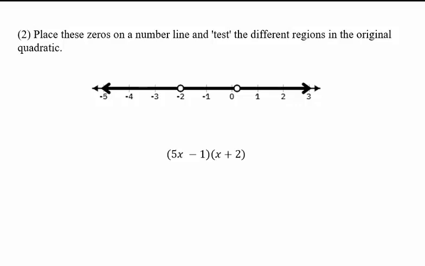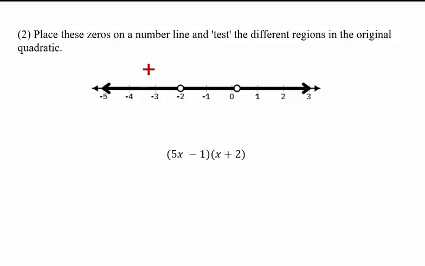We're going to just test out a different number in each region in either the original quadratic expression or factored form. So when x is -3, for instance, we get 5 times -3, or -15 minus 1, or -16, so that's a negative number. And then times -3 plus 2, which is -1, another negative number. And when you multiply them together, you get a positive result. So we'll just put a little plus sign in this area of the number line.